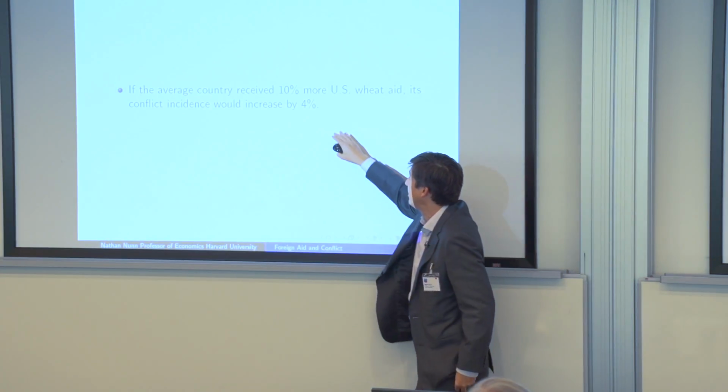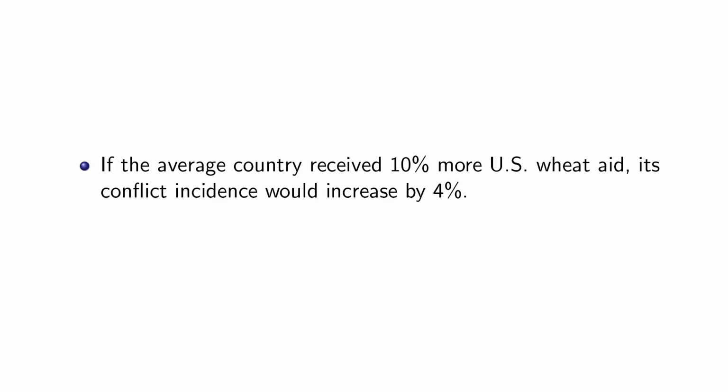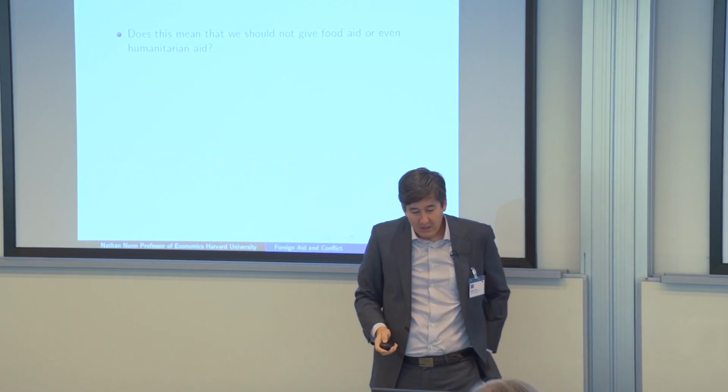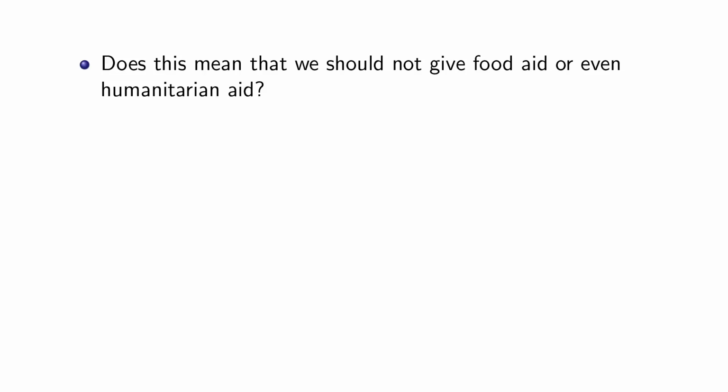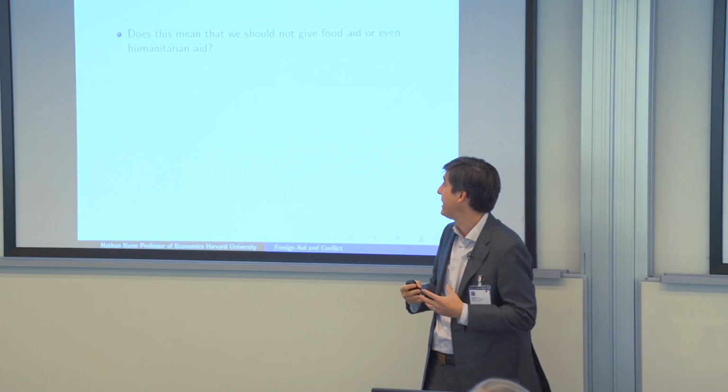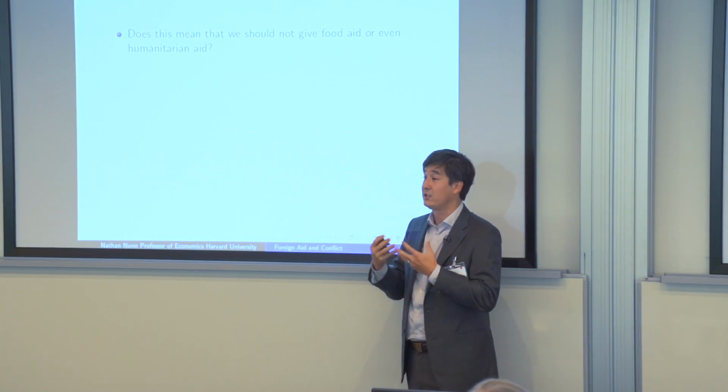So in terms of magnitude, if the average country in the sample receives 10% more wheat aid, its conflict incidence increases by 4%. So it's a very, very large magnitude, okay? So does this mean, and this is the last thing I'll mention, that we should not give food aid or even humanitarian aid? Okay, I think this was a bit of the stir around this paper, the view that this is what it is telling you.